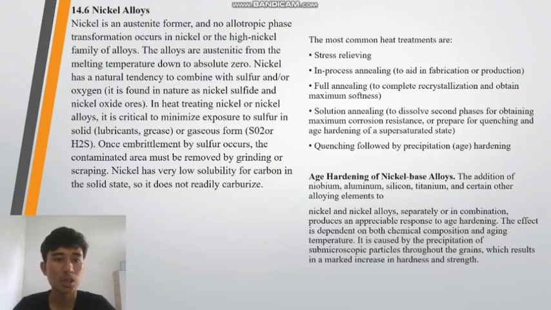The most common heat treatments are stress relieving and process annealing to aid in fabrication or production, full annealing to complete recrystallization and obtain maximum softness, solution annealing to dissolve second phases for obtaining maximum corrosion resistance or to prepare for quenching and age hardening of a supersaturated state, and quenching followed by precipitation age hardening.